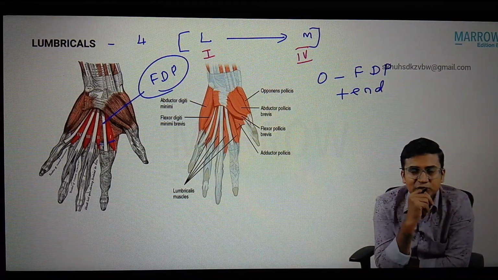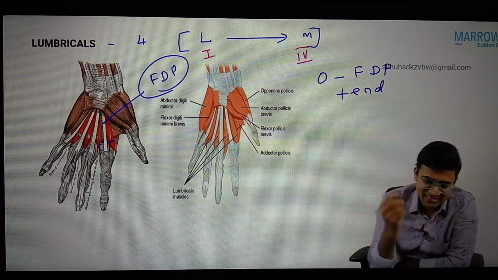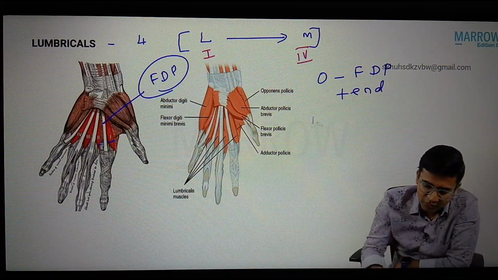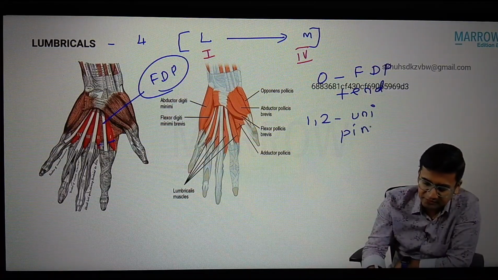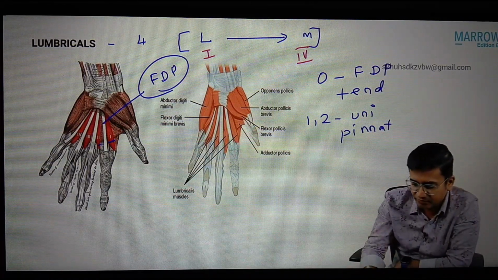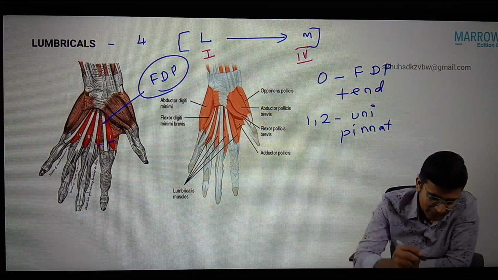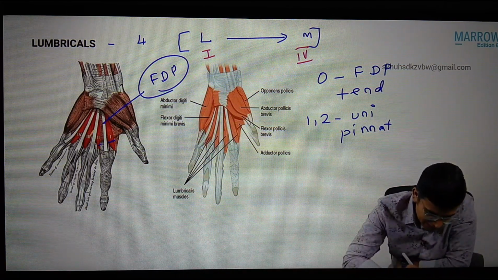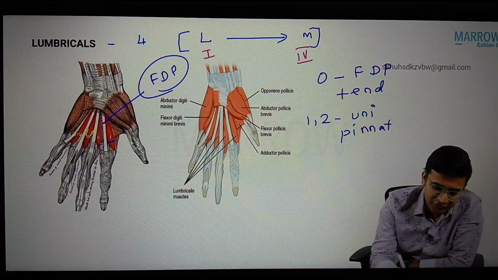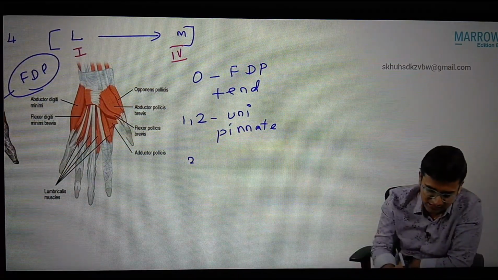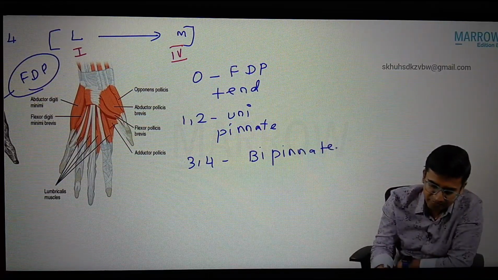Now, see the lumbricals 1 and 2. They have only one slip of origin. They arise from only one side. So lumbricals 1 and 2 are unipinnate, having only one slip. Now, the 3rd and 4th lumbricals have 2 slips of origin on either side. So 3 and 4 lumbricals are bipinnate.